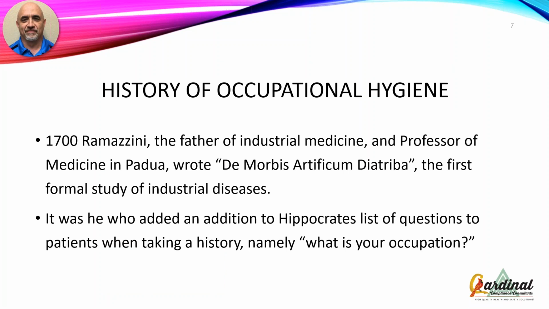Around 1700, we have Ramazzini. He's the father of industrial medicine. Okay, in a little bit, I'm going to talk to you about the mother of industrial occupational medicine. The father of industrial medicine, he wrote a book called De Morbis Artificum Diatriba, and that is the first really good hard study of various industrial diseases. Now, where he came into play is he expanded on what Hippocrates had as far as a medical history, and he asked the question, what is your occupation? What do you do for a living? So again, we're making that leap between what we do in the workplace and how it affects us outside of the workplace.